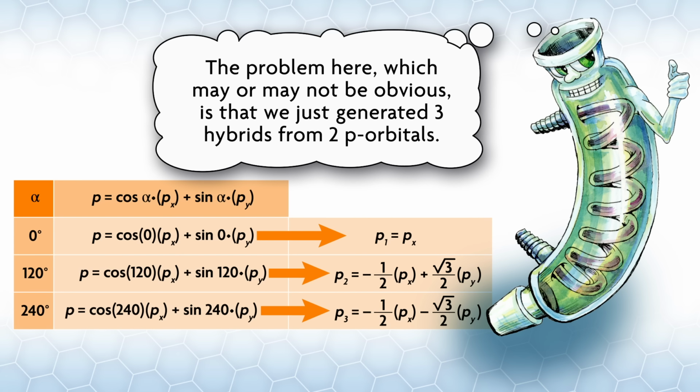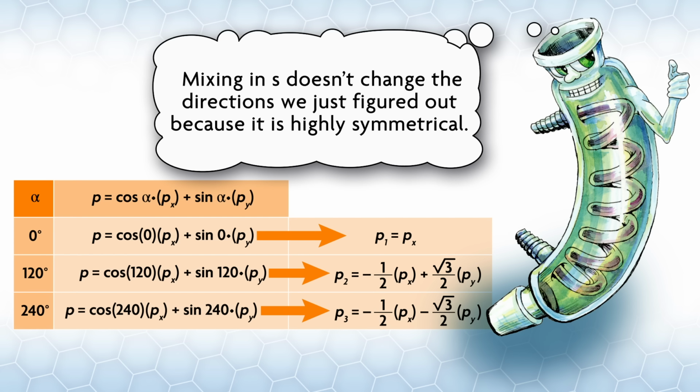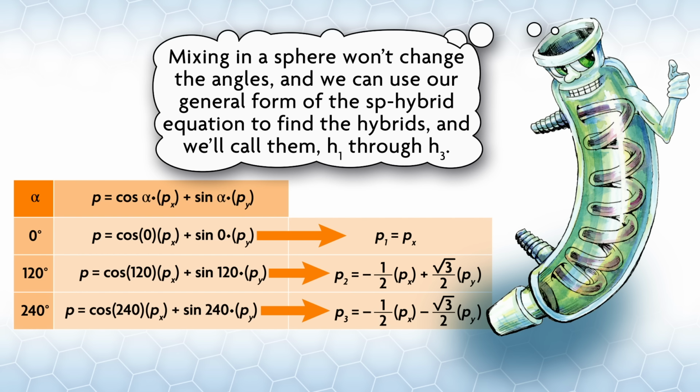The problem here, which may or may not be obvious, is that we just generated 3 hybrids from 2 p orbitals. We need to mix in the s orbital to get 3 real orbitals. Mixing in s doesn't change the directions we just figured out because it's highly symmetrical. Mixing in a sphere won't change the angles.